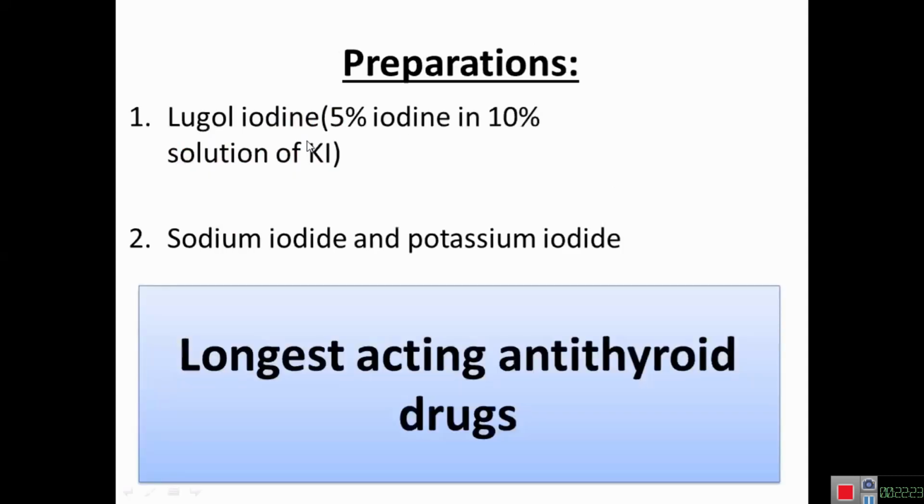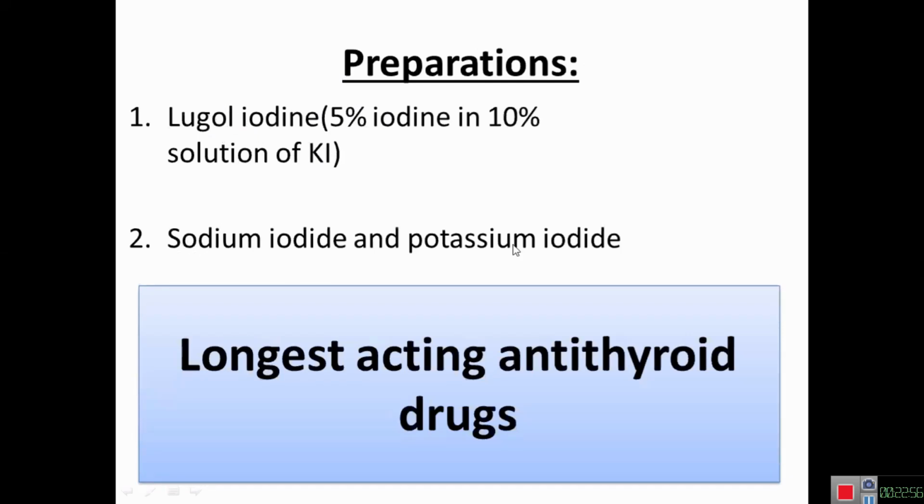If we see the preparations of hormone release inhibitors, you have Lugol's iodine, sodium iodide, and potassium iodide. Lugol's iodine contains 5% iodine in 10% KI. This is also an MCQ for you, so please note it down in your copy. Lugol's iodine contains 5% iodine in 10% solution of KI, potassium iodide. This is also an important MCQ for you.